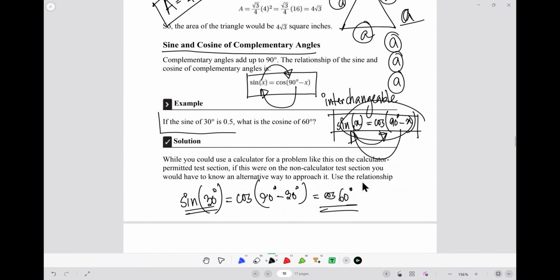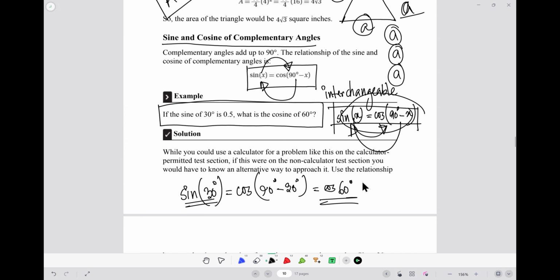And if the sine of 30 degrees is 0.5, what is the cosine of 60 degrees? The sine of 30 degrees is equal to the cosine of 90 degrees minus 30 degrees, which is cos 60 degrees. So we know the value of sine 30 degrees is 0.5. So we can also tell the value of cosine 60 degrees is 0.5. Do you understand? Am I correct?